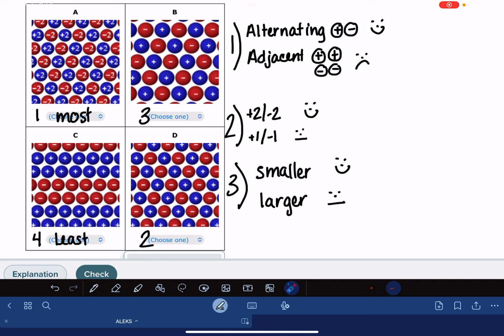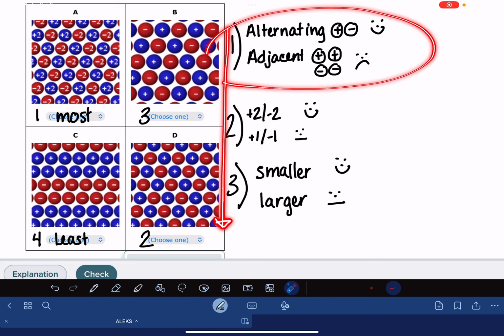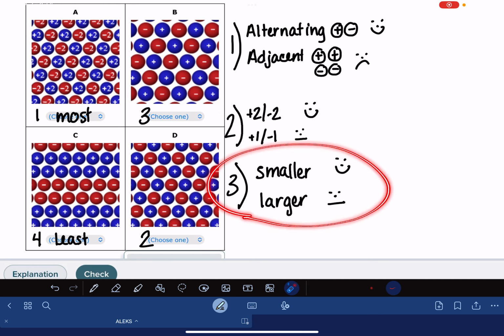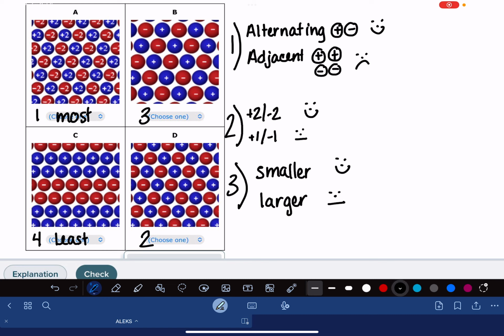Now, whatever your particular pictures look like, you should definitely apply these different things in this particular order. First of all, sort them out based on if they have alternating or adjacent charges, and then after you've sorted them out that way, move on to the magnitude of the charges, plus 1, minus 1, plus 2 or minus 2, and then once you've sorted those out, take a look at the sizes of the actual ions.